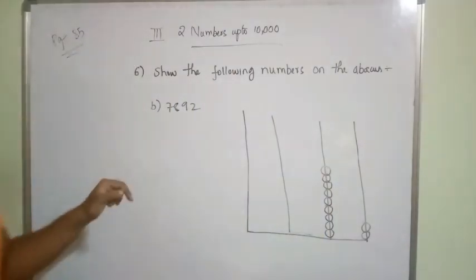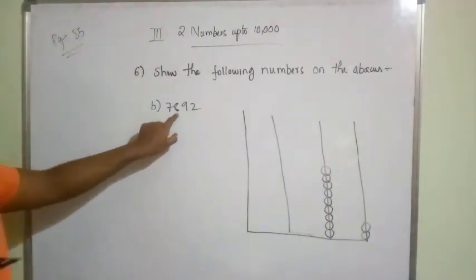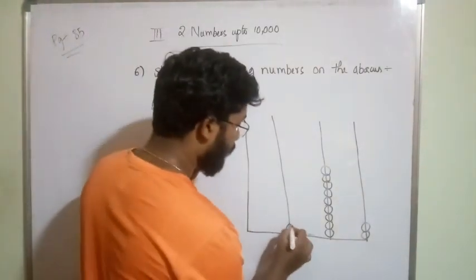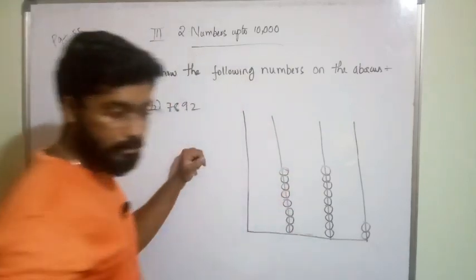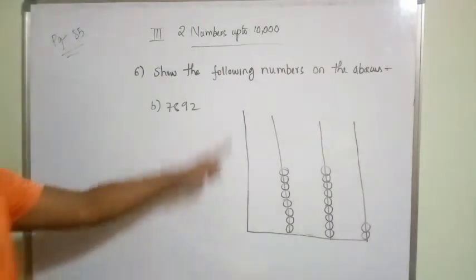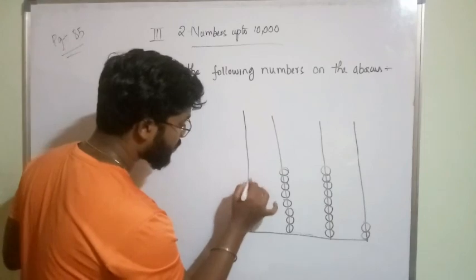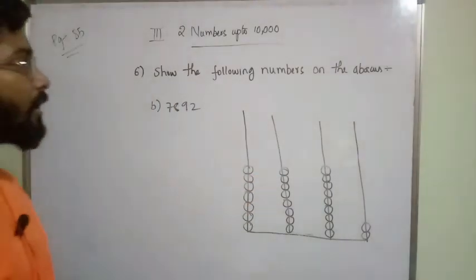Okay. Next, in hundreds place you are having 8. Here also you should draw 8 beads in hundreds rod. 1, 2, 3, 4, 5, 6, 7, 8. Next, in thousands place you are having 7. In thousands rod you have to draw 7 beads. 1, 2, 3, 4, 5, 6, 7. So this number we have represented on the abacus.